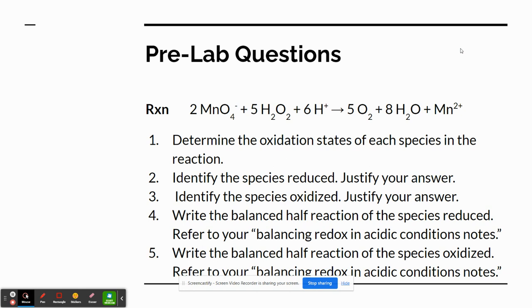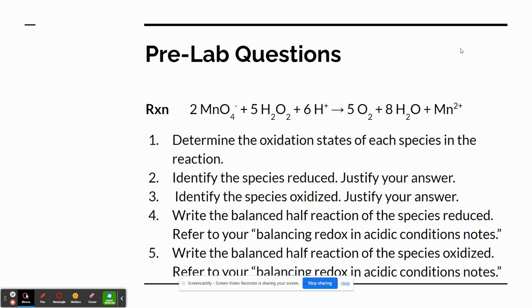For number 4 and 5, these are going to be a little bit tougher half reactions for you guys to do. So what you need to use is the balancing redox in acidic conditions notes that you guys watched previously before you dived into this video. So I want you guys to take a stab at it, see how you go. Remember, we just pick apart the pieces that are reduced, pick apart the pieces that are oxidized, and then you'll have to do some more steps after that. But that's all that you guys need to do for your pre-lab.